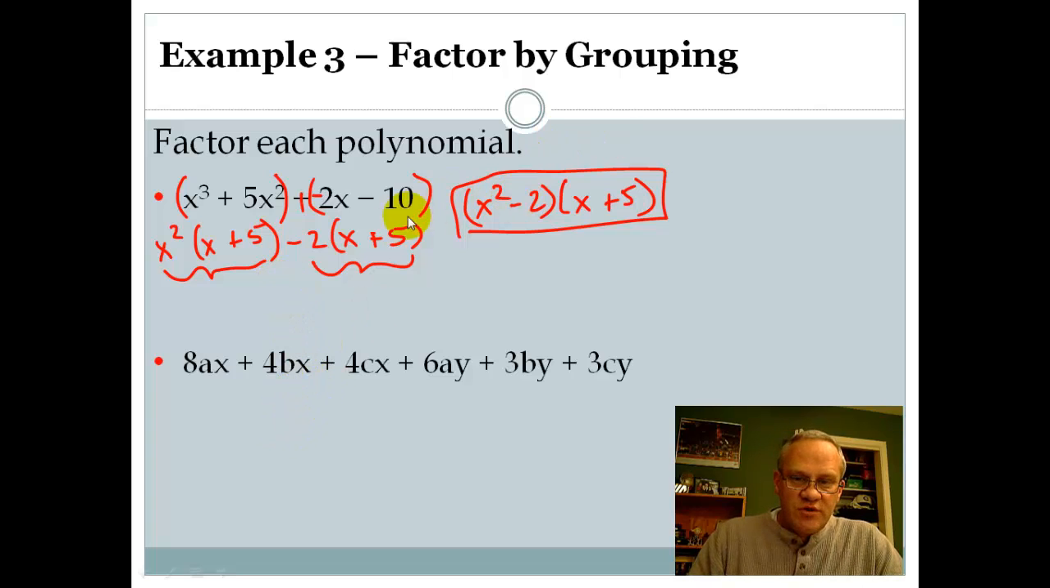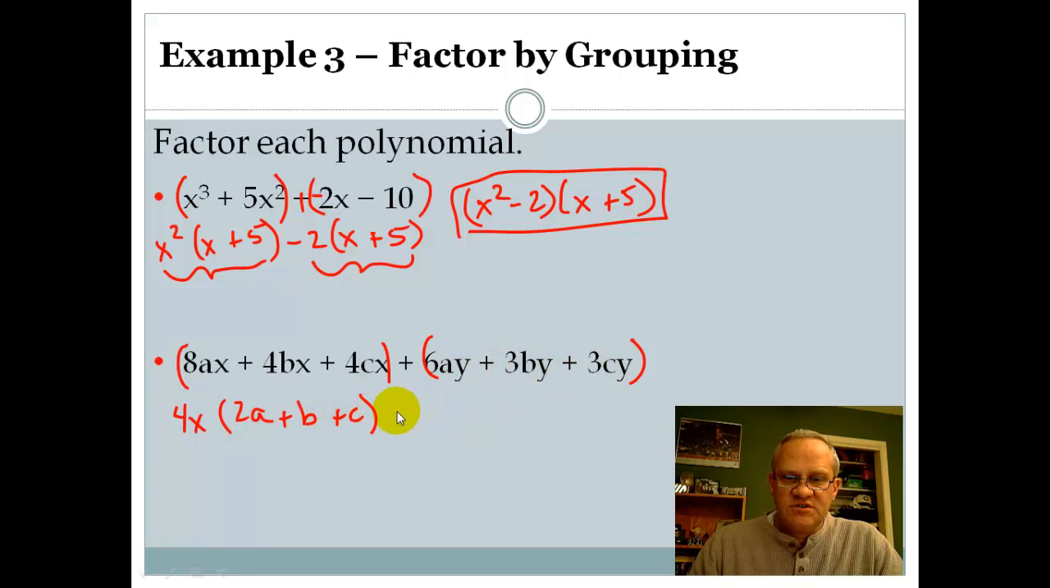All right, with 6 terms then, same concept, except you'll group 3. I've got them set up so I can just group 3 and 3. You might have to rearrange them a little bit. But you notice they all have a GCF of 4. And then they all have an x, so I take out a 4 and an x. What's left? 2a plus b and plus c.